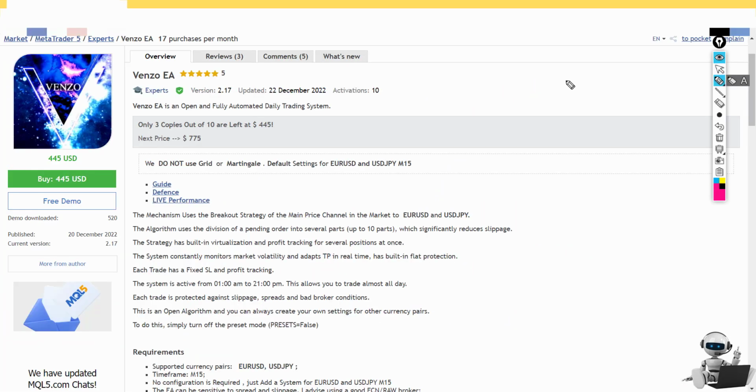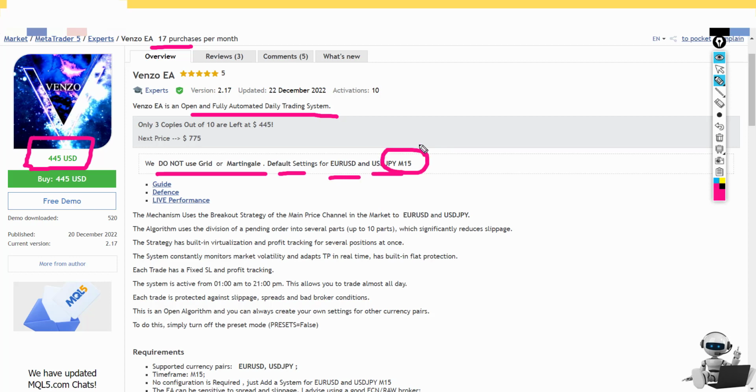So we can see the Venzo EA has 70 purchases per month. The price is 445 USD. This EA is a daily trading system, and it does not use grid or martingale. You can use the default settings for Euro USD, USD JPY, 15 minutes. We have live results, and we also have some guidance, which is very important.